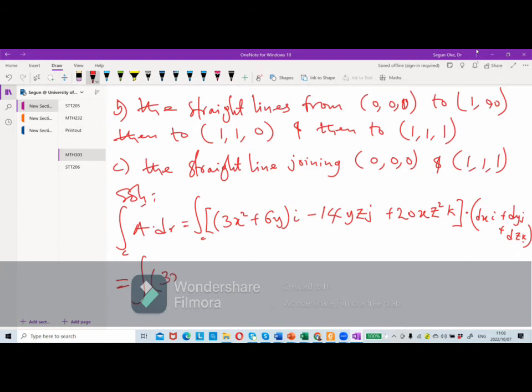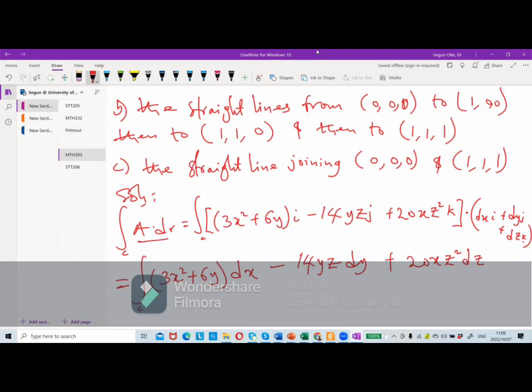Okay, 3x squared plus 6y. i dot i is 1, that's why we call it dx, so you will not represent it with any i again. So we have minus 14yz dy, since j dot j is 1, plus 20x squared dz. So that is what we want to achieve by this.